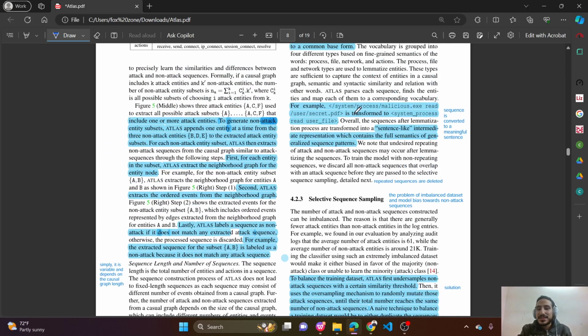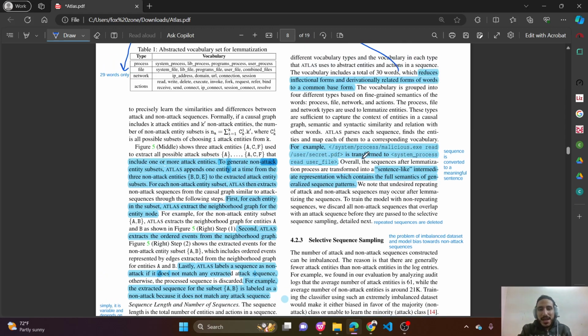Let's assume that this is an attack sequence: system process, read, user file. What would happen if instead of using system process, we use this vocabulary: lib process, which comes from library process, for instance. So lib process read user file. This could be considered an attack sequence I could add to my database so that I can increase the number of attack sequences.